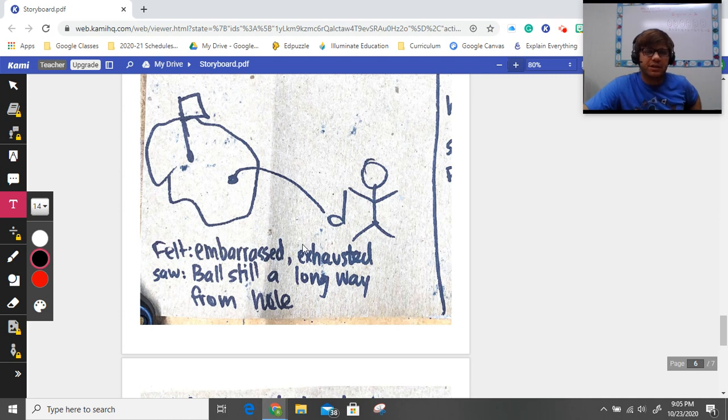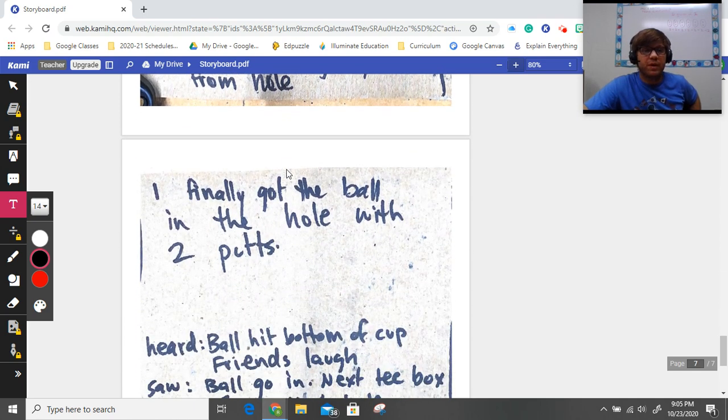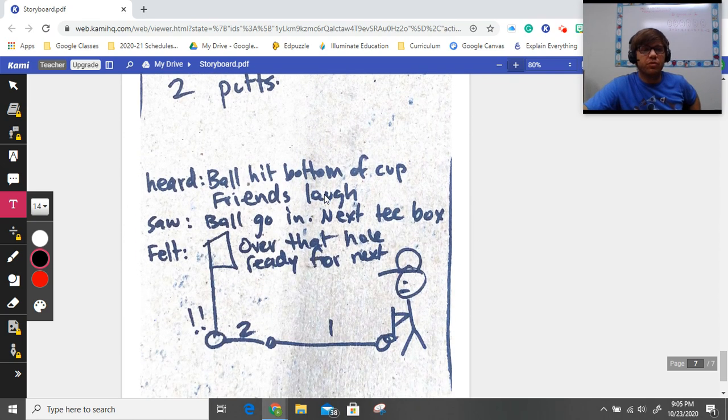I felt embarrassed and exhausted. I was closer, but I still wasn't there yet. I'd walked up that whole hill. My ball was still a long way from the hole. I finally got the ball in the hole with 2 putts.